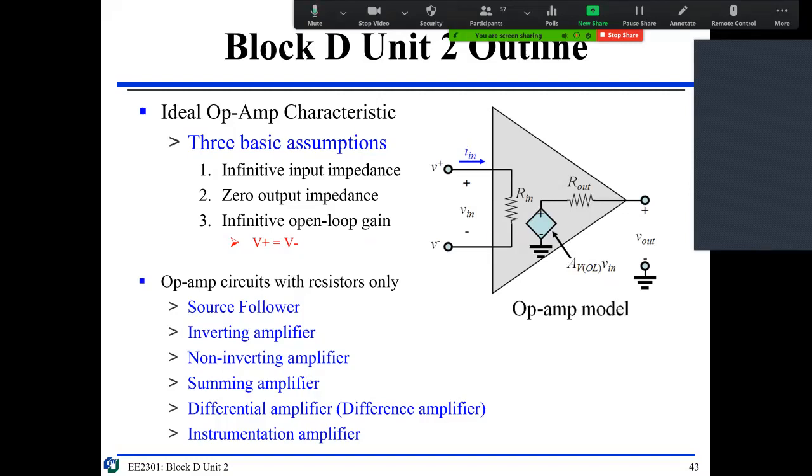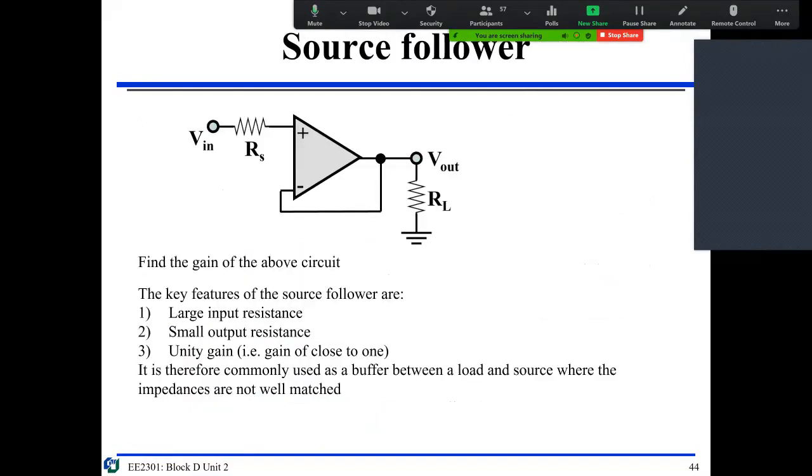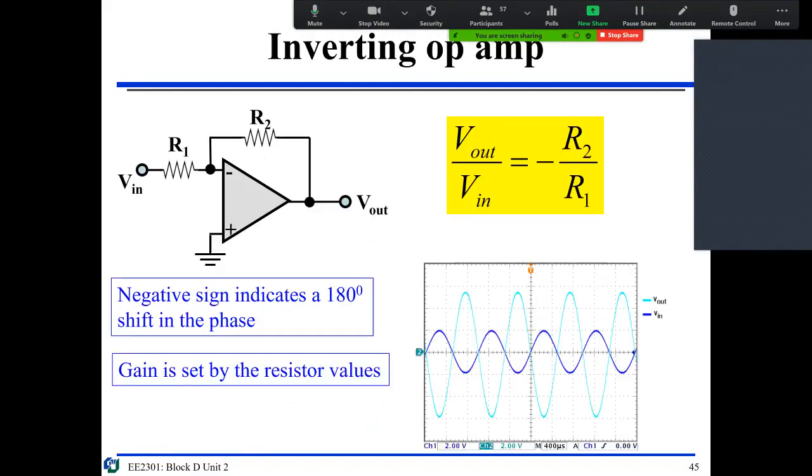Instrumentation amplifier, we are going to take a look. Okay. So far, have you noticed that we never in the op-amp used any capacitor and the inductor, right? So all these resistors, we already can do quite a lot of operations. So it's obviously very useful, right? So we are going to see the instrumentation amplifier, source follower, inverting op-amp.